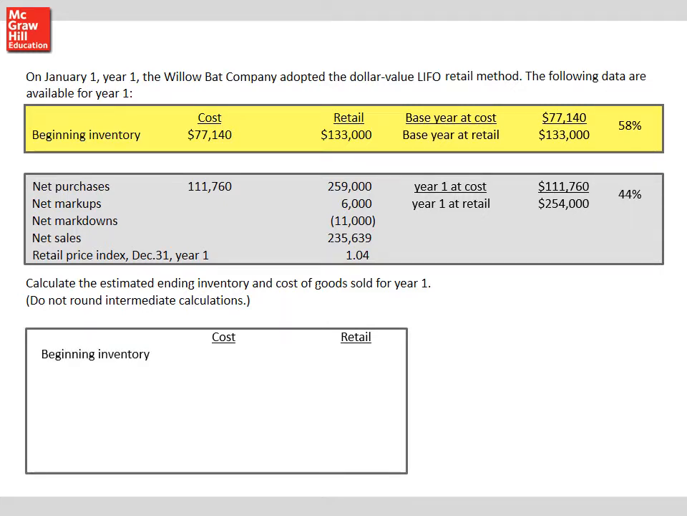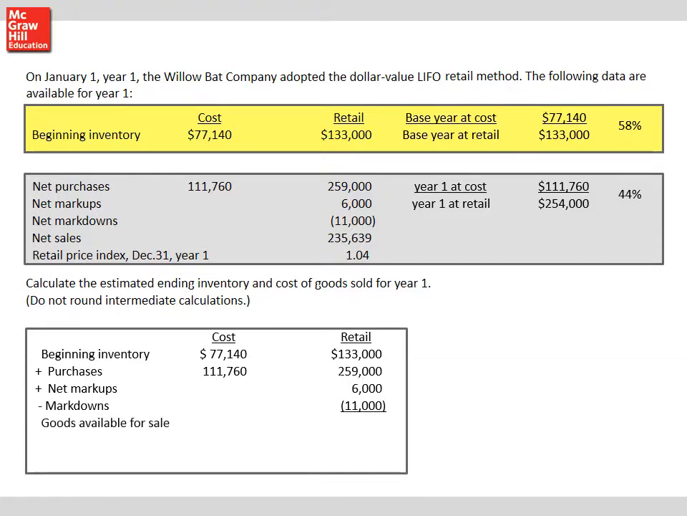Now let's go to our setup. We're going to take beginning inventory at both cost and retail, add purchases at cost and retail, add net markups to retail, because that's what gets marked up, the original retail of the purchases, and then subtract markdowns. So of everything we could have sold, cost was $188,900, could have been sold for $387,000. The actual net sales, $235,639. So ending inventory, $151,361 at retail. So that's all pretty straightforward. What's next?